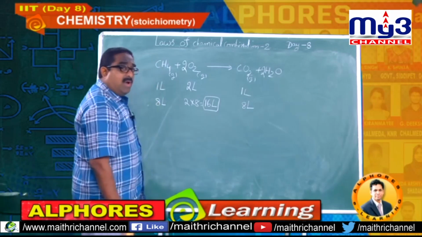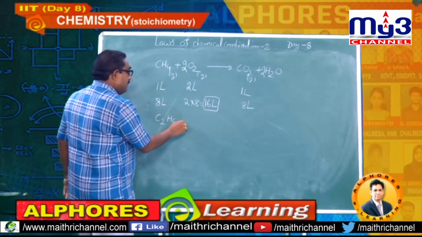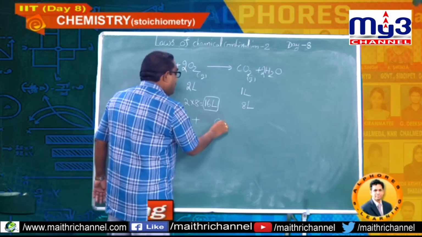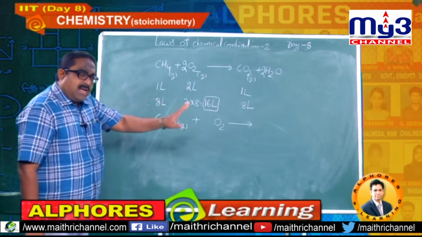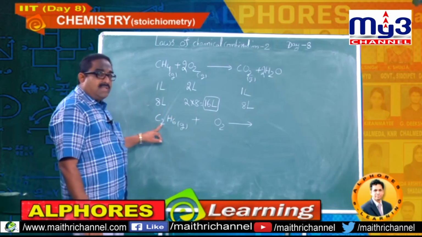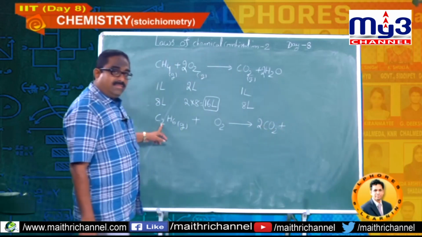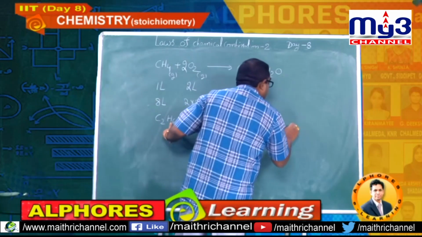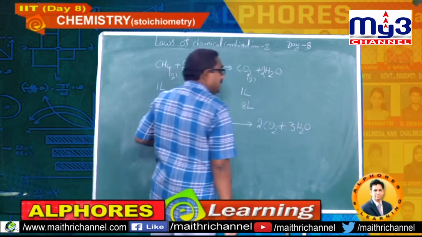I will give one more example to you, students. Ethane gas, C2H6, on combustion, that is burning in oxygen, products are the same, carbon dioxide and H2O. Here 2 carbons are there, so you write 2 CO2. Here 6 hydrogens are there, so by 2 you write 3 H2O.